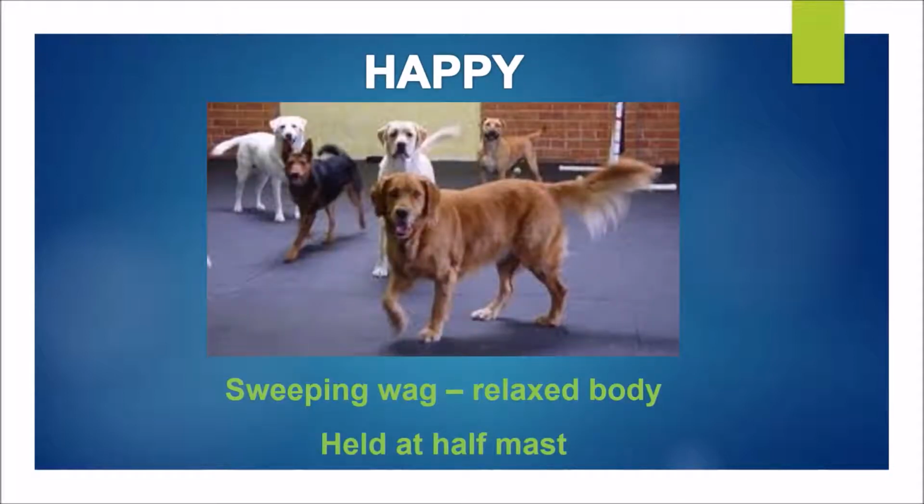What we do is we say that it's held at half mast, and this is half mast for your dog. So each breed of dog has kind of different set tails. Some hold it a lot higher on the body, some have naturally low set tails. So it is roughly half mast for your particular dog. The body is really relaxed and it's a really nice sweepy wag. And again, I'm sure you see this wag 99% of the time.